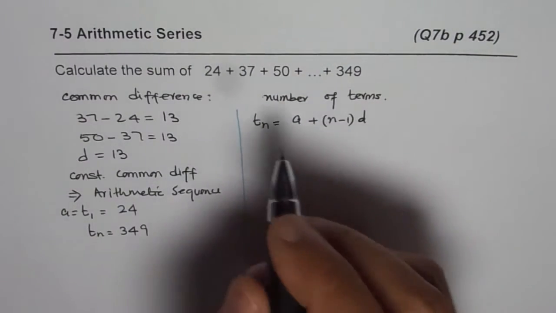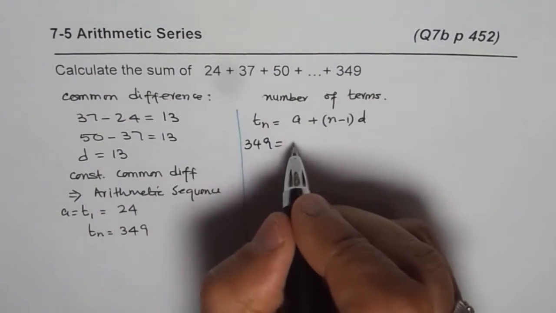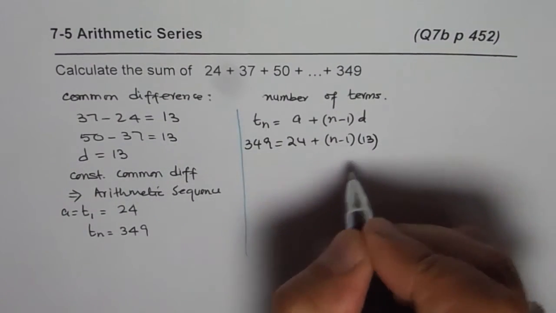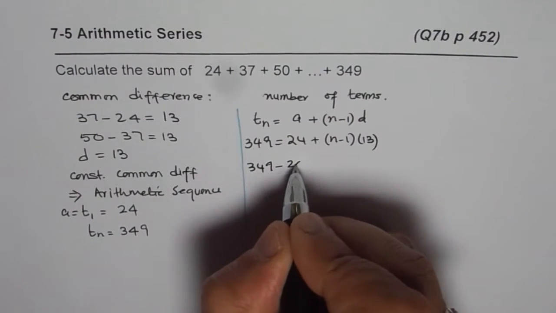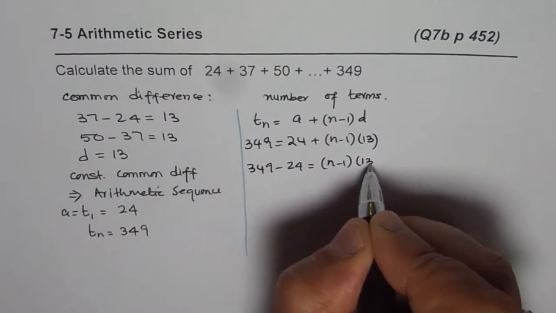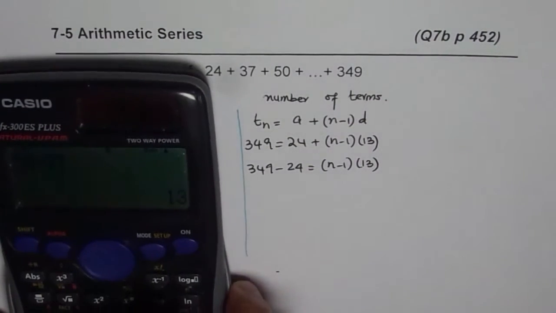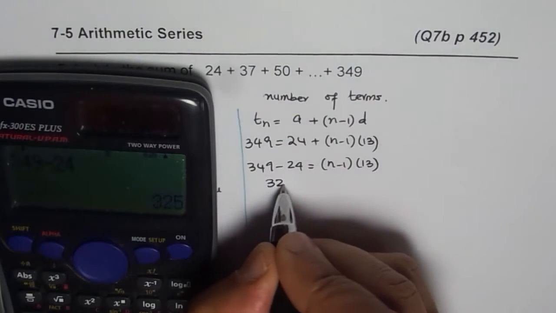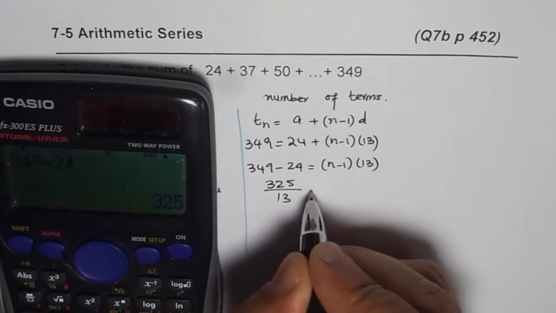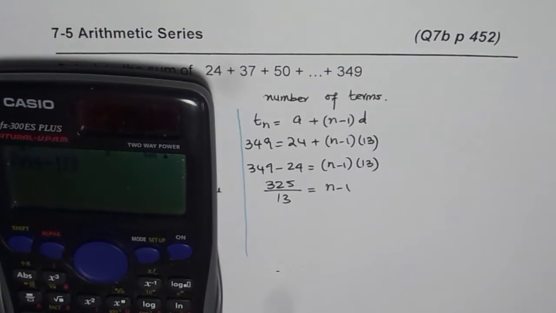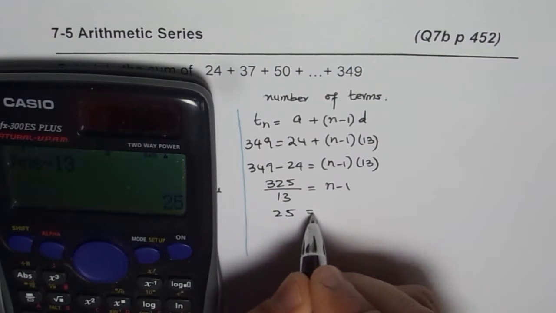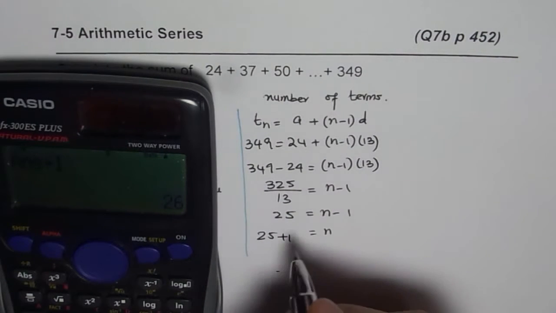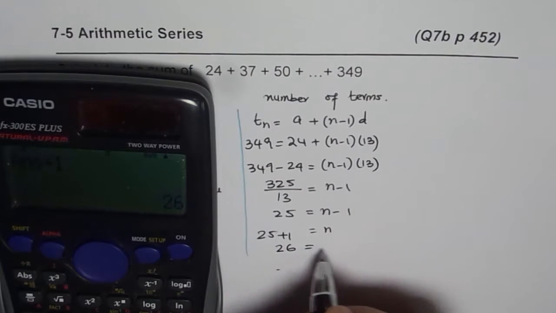Now the nth term is given to us as 349, so we'll write 349 here. First term is 24 plus n minus 1, and d we just found as 13. Now rearrange, so we have 349 minus 24 equals n minus 1 times 13. Then use a calculator, so no mistakes because of calculation. 349 minus 24 equals 325. Divide by 13 equals 25, which equals n minus 1, so n is 25 plus 1, which is 26. So we get n equals 26.